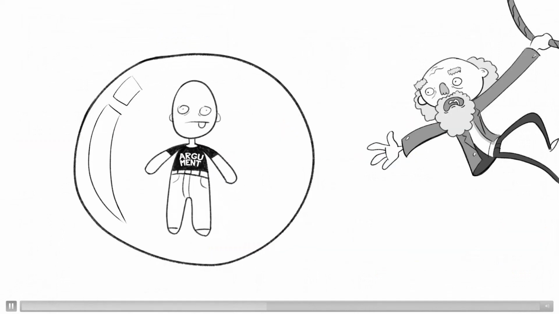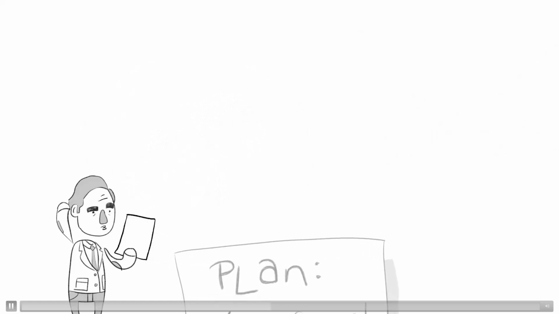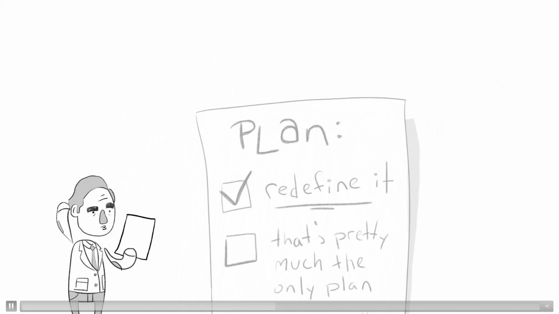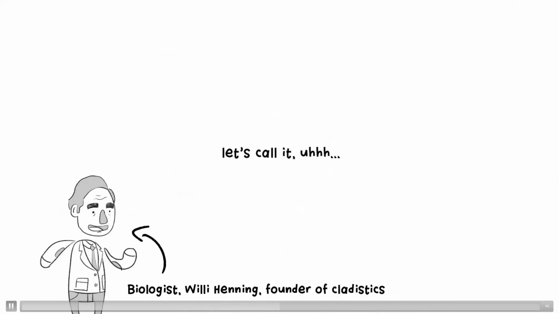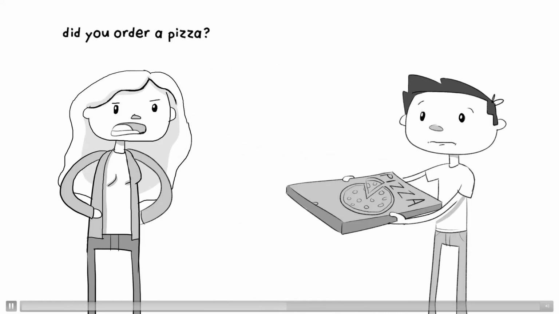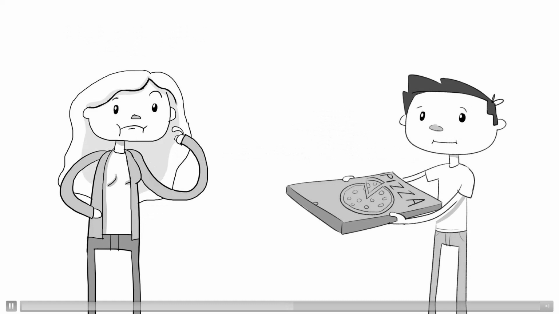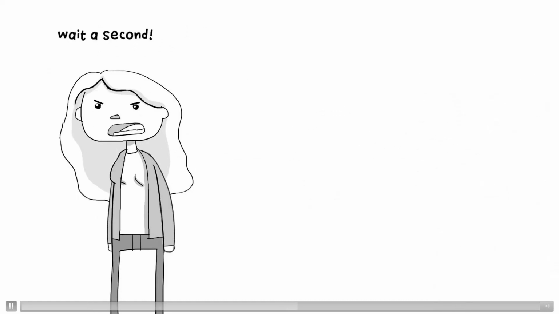So what are the options in trying to solve this problem and escape the vicious circularity? Seeing their success at redefining homology, some tried to redefine circular reasoning too. Alright, let's see here. Whoa, it's not circular reasoning. Let's call it reciprocal illumination. Fancying up a term doesn't really change the argument. Did you order a pizza? I told you I'm making meatloaf. Oh, this isn't pizza, it's an elliptical caloric transmission device. Oh, okay. Wait a second.